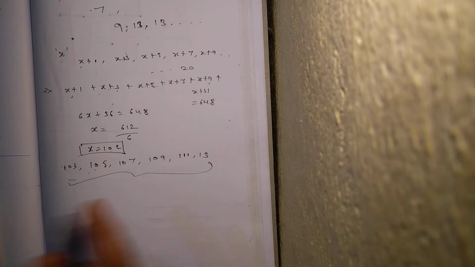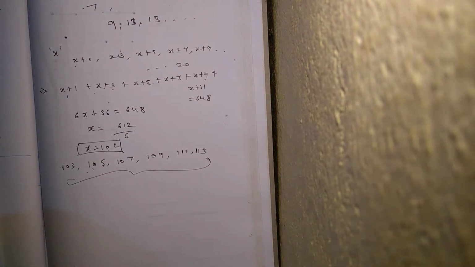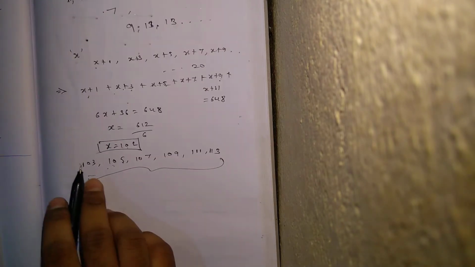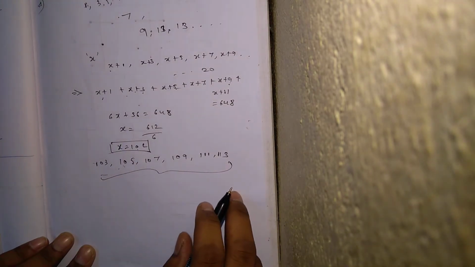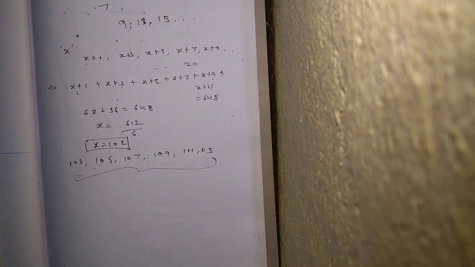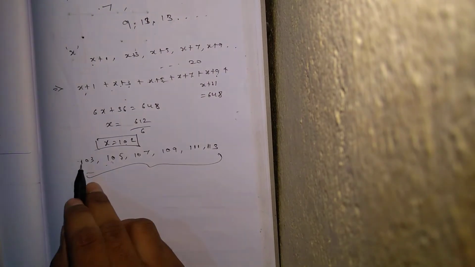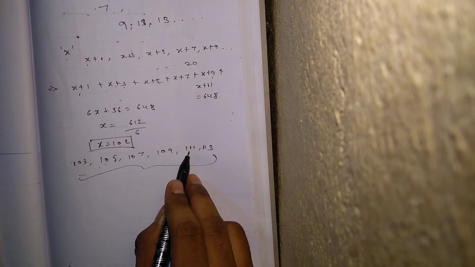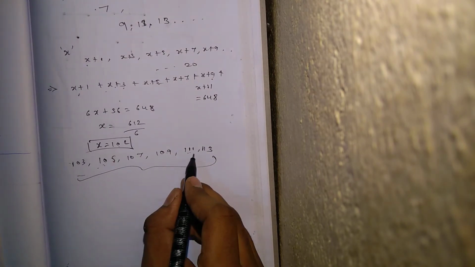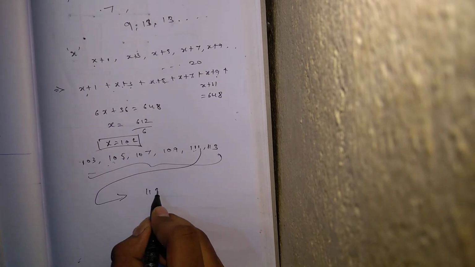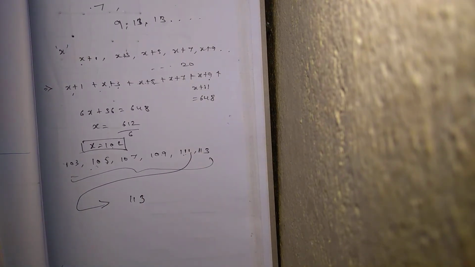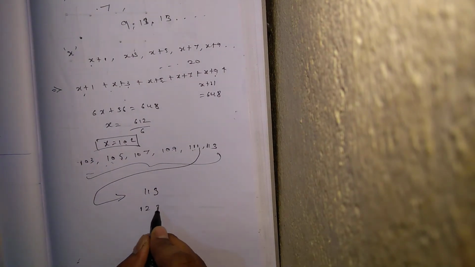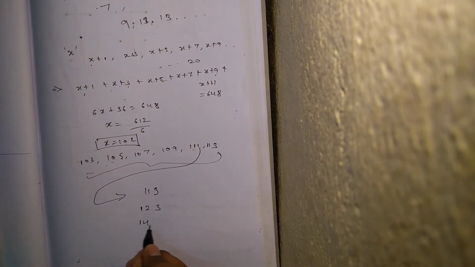So you can easily find out what the last 4 numbers in this series will be. This is the first number, second, third, fourth, fifth, sixth, and you can easily write all the 20 numbers, but it takes a lot of time. So we'll just quickly generalize this. For the first 5 numbers it is 111, and for 5 numbers more it will be 113, right? For the first 10 numbers, for 10 numbers more it will be 123. For 20 numbers it will be 143.